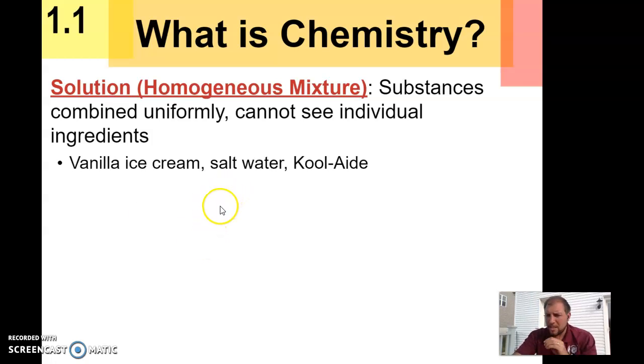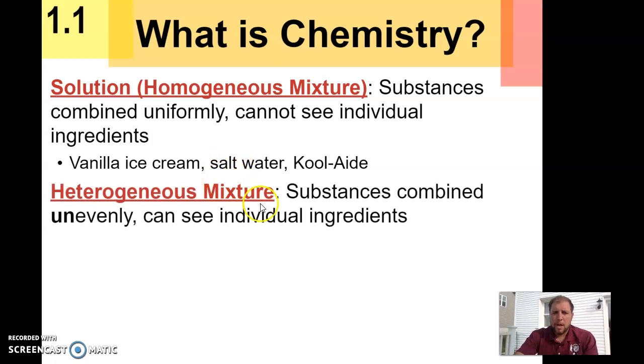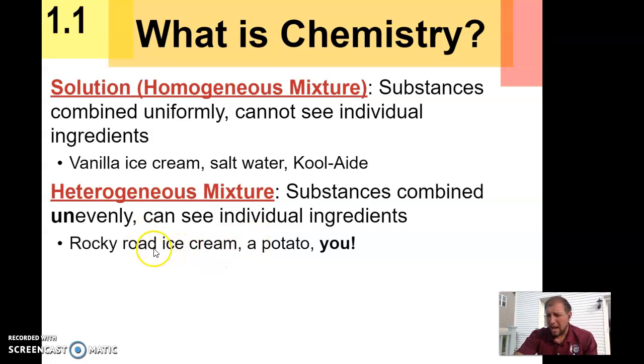If you can detect the individual substances in something that you see, it's probably a mixture. A heterogeneous mixture is substances combined unevenly so that you can see individually what makes it up. For example, Rocky Road ice cream. You can see the ribbons of fudge and marshmallow, okay? So two different kinds of mixtures are heterogeneous and homogeneous.